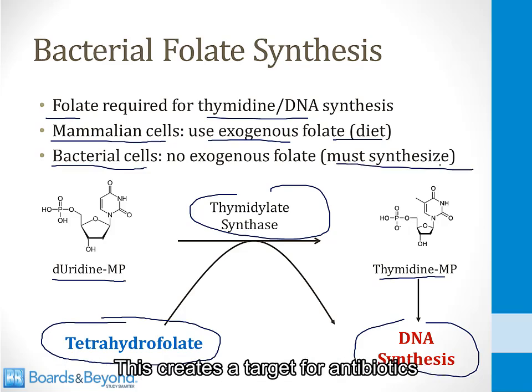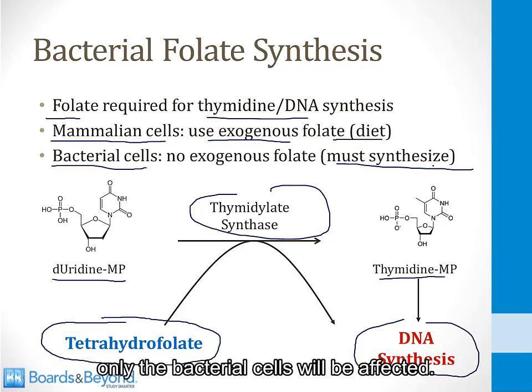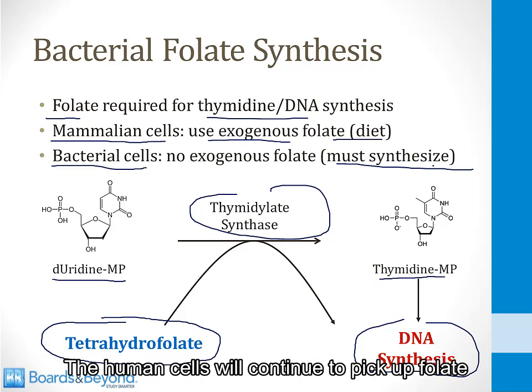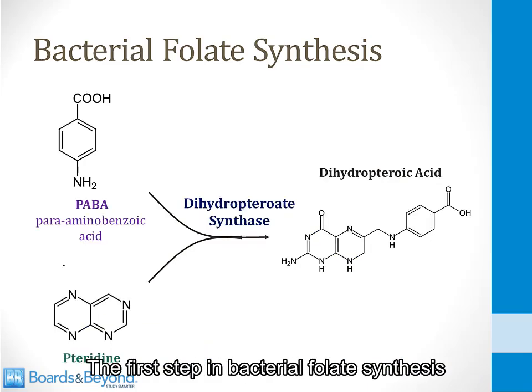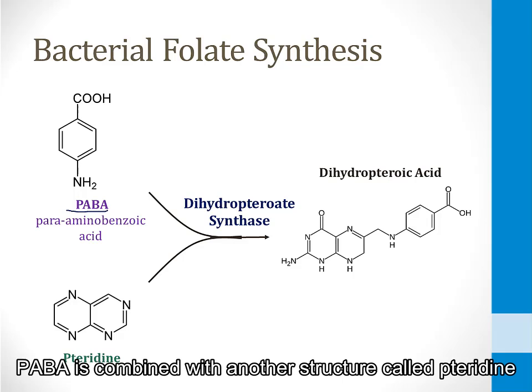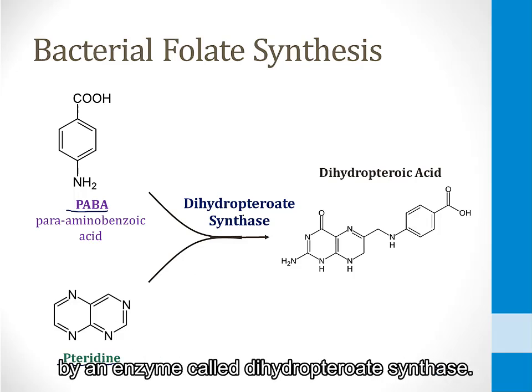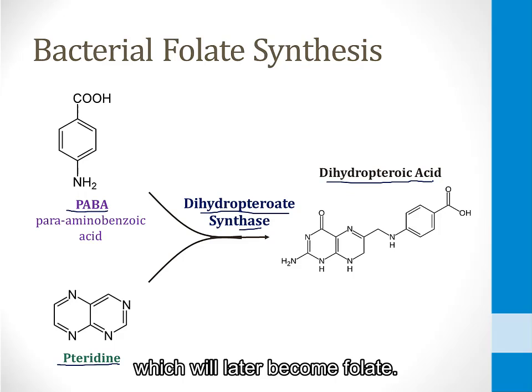This creates a target for antibiotics because if folate synthesis in bacteria can be inhibited, only the bacterial cells will be affected. The human cells will continue to pick up folate from outside the cell membrane. The first step in bacterial folate synthesis involves a molecule called para-aminobenzoic acid, or PABA. PABA is combined with another structure called pteridine by an enzyme called dihydropteroate synthase. This leads to the creation of a structure called dihydropteroic acid, which will later become folate.